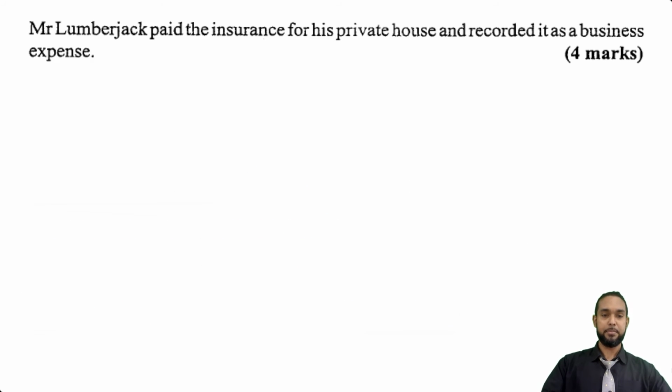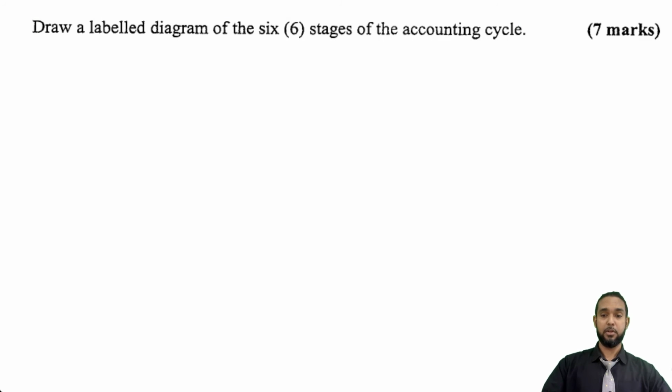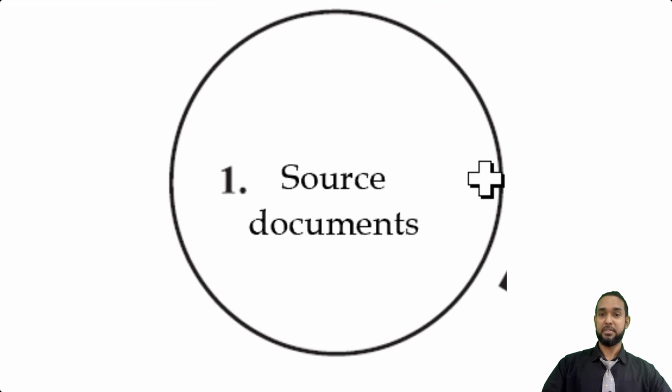Okay, and the last piece they have us doing here is to draw a labeled diagram of the 6 stages of the accounting cycle for 7 marks. Let's take a look. I pulled this diagram from the Jan 2014 POA Paper 2 question 7, part A. So the accounting cycle. The first thing that you'll have is source documents or transactions occurring, and the transactions of course give rise to the source documents.